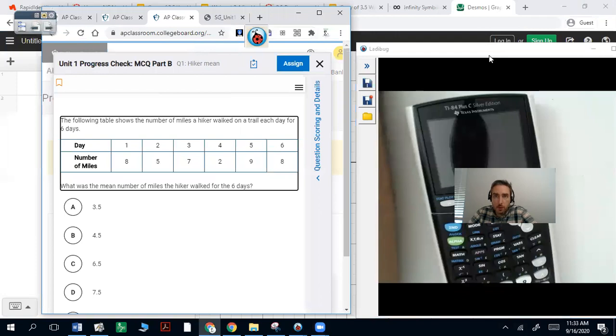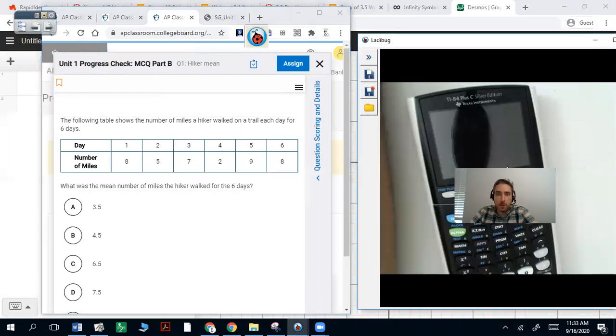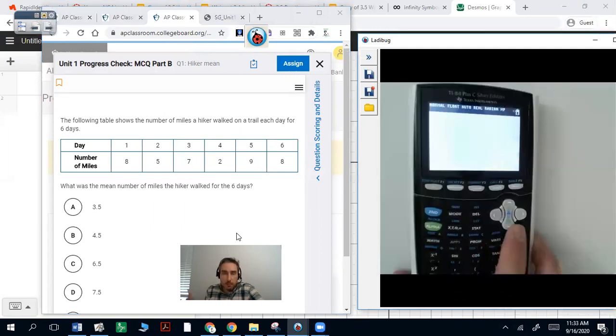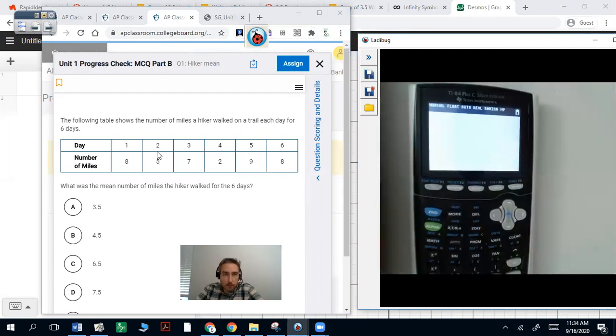Okay, so what you can do on this problem, remember mean is the total, all the numbers added up, divided by how many there were. So for the first day, there's 8 miles, 5 miles, 7 miles, 2, 9, 8. Well, let's just add them together and divide by 6.